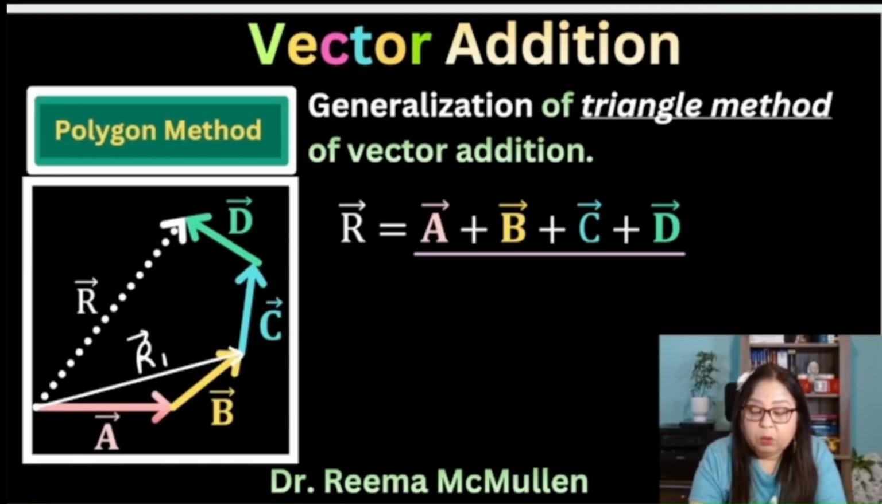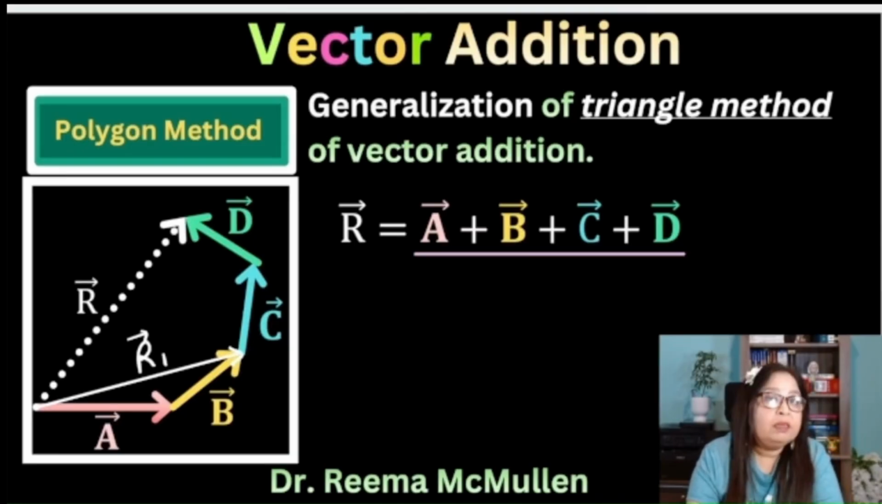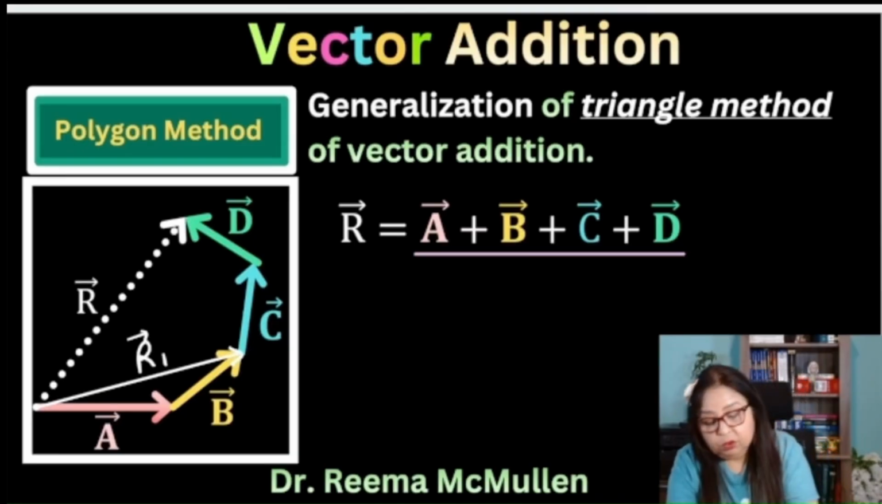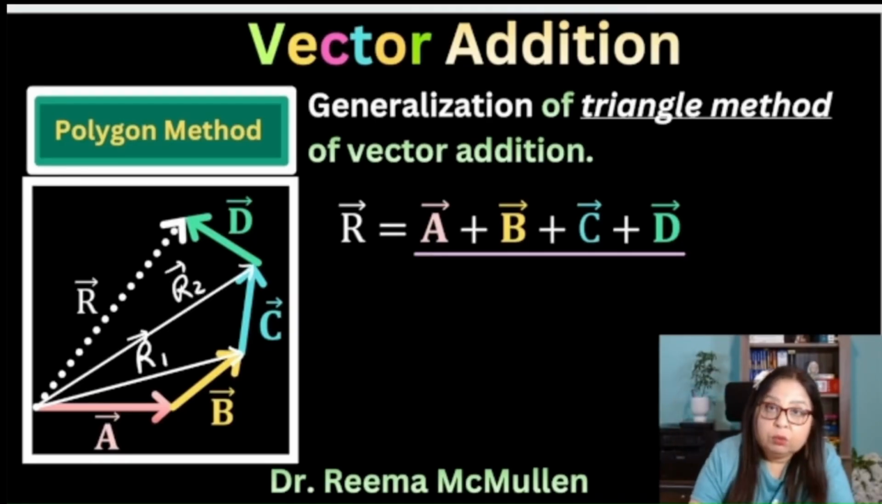Next we will add this R1 to vector C using the triangle law of vector addition. Why? Because now R1 and C are placed head to tail with each other. So let's go ahead and add R1 to vector C and we get this vector R2. Now we see that R2 is head to tail with vector D. Let's go ahead and add vector R2 to vector D. And when we do that, what do we get?